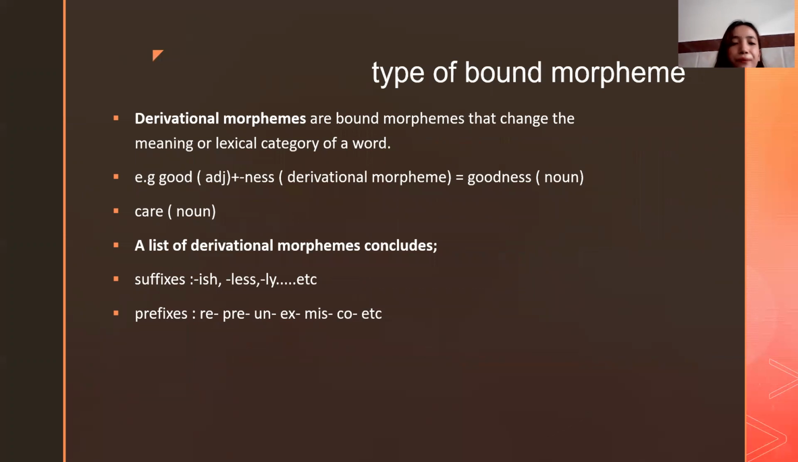Types of bound morphemes. Derivational morphemes are bound morphemes that change the meaning or lexical category of the word, like good plus -ness gives goodness, and care and noun. A list of derivational morphemes includes suffixes like -ish, -ly, etc. These are called suffixes, and prefixes like re-, pre-, ex-, mis-, co-, etc. These are called prefixes. So bound morphemes, suffixes and prefixes, are also called derivational morphemes.